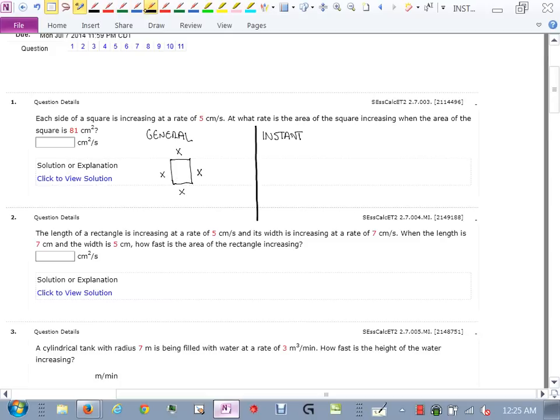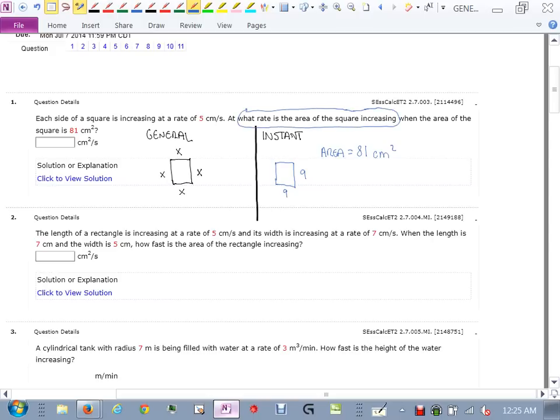Now, in the instant in question right here, we want to know how quickly it was changing when the area of this thing is 81 square centimeters. Since it's a square, if the area is 81, each of these sides has to be 9. So that's the instant in question. When the sides are 9, at that instant, at what rate is the area of the square increasing?